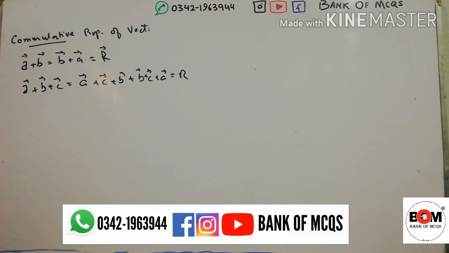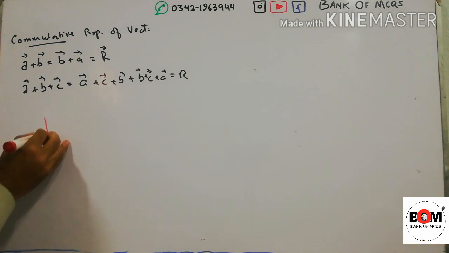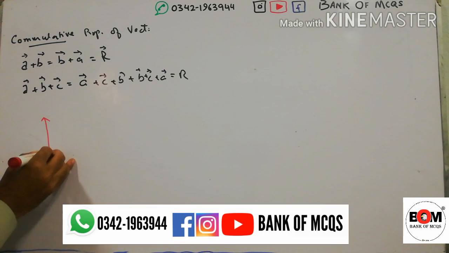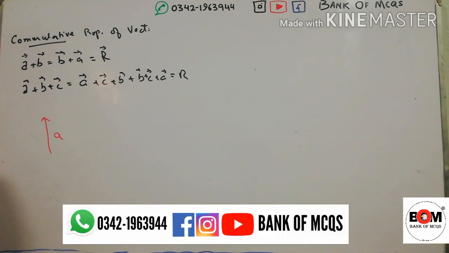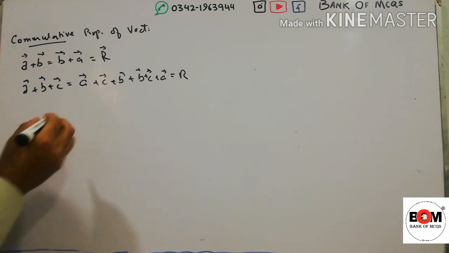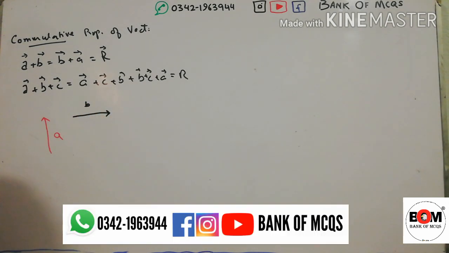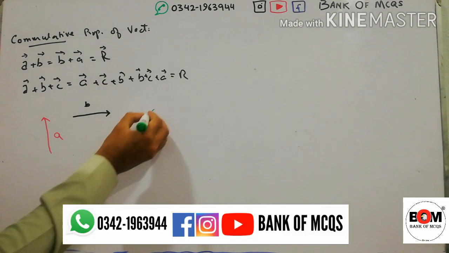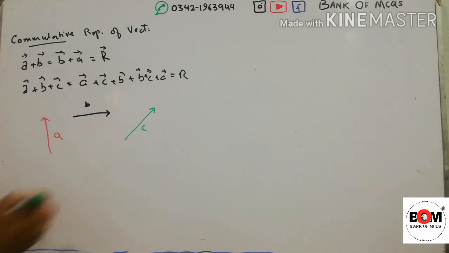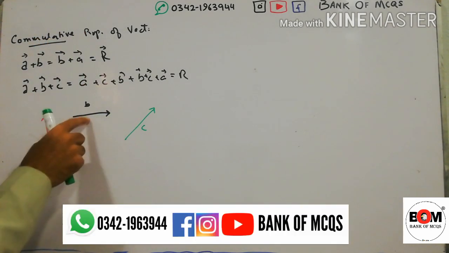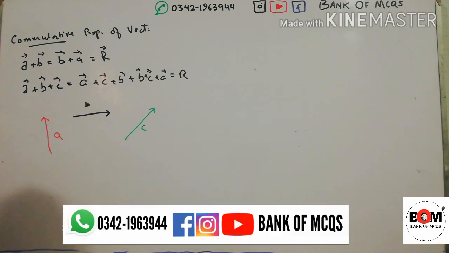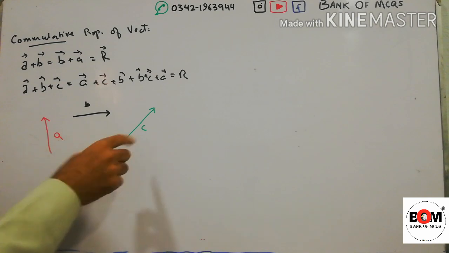For example, let me draw three vectors. This is vector a. Need your attention in this case. This is a simple but special example. This is vector a, and we have another vector, this is vector b, and the third I will draw at 45 degrees. This is the vector c. Now to prove the commutative property, first I will add abc, then acb, then bac, then cab, and so on.